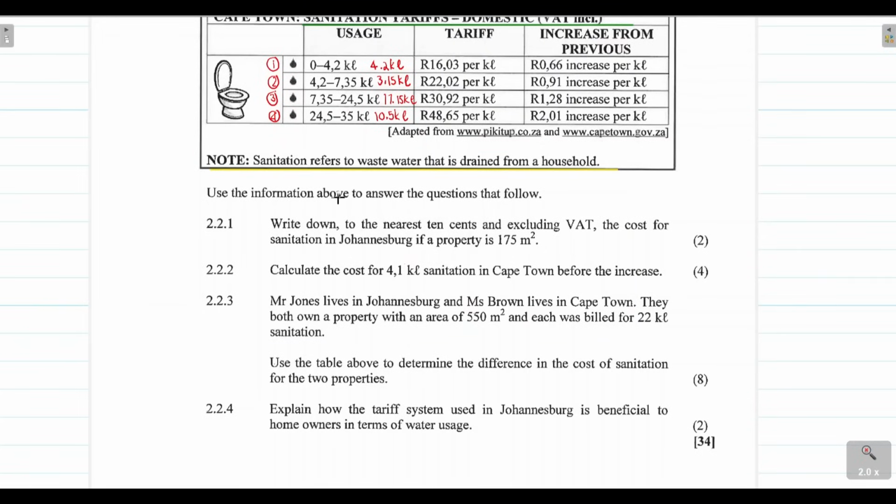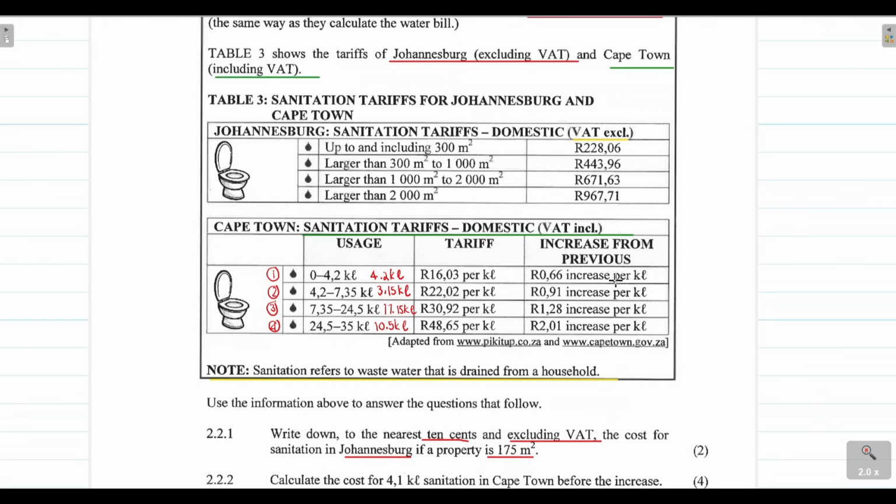It says, use the information above to answer the questions that follow. Question 2.2.1: write down to the nearest 10 cents and excluding VAT the cost for sanitation in Johannesburg if the property is 175 meters squared. So we're going to be focusing on Johannesburg, and we want to determine how much the cost of sanitation would be if your property is 175 meters squared.